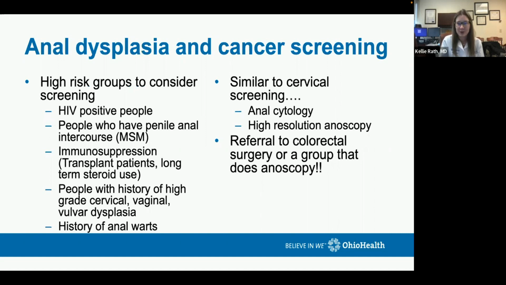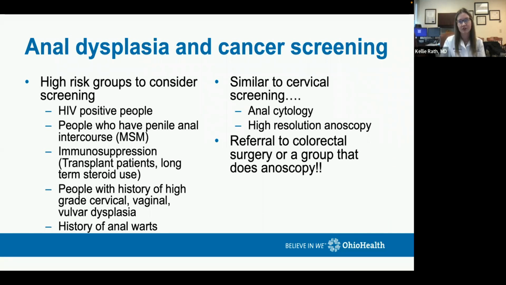So who should we screen? We know that HPV infection can lead to increased rates of anal dysplasia and cancer. And so risk groups that are at higher risk to consider screening are patients that have HIV, patients who have penile anal intercourse, patients who are immunosuppressed, so the transplant patients, long-term steroid use, the slide that we talked about. The high-risk patients for cervical cancer are going to be the same high-risk patients for anal cancer who we should consider screening.